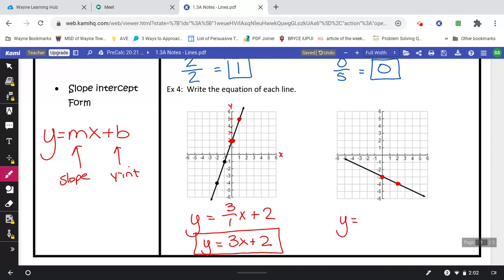So for this one, our slope is -1/2. In order to get from one point to the other, I have to go down 1 and then over 2. So -1/2. Put the x on, and then the y-intercept is -3, -3.